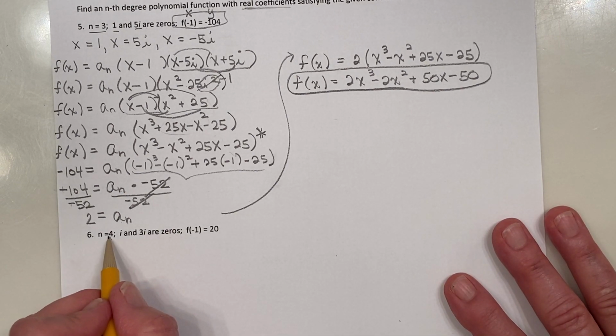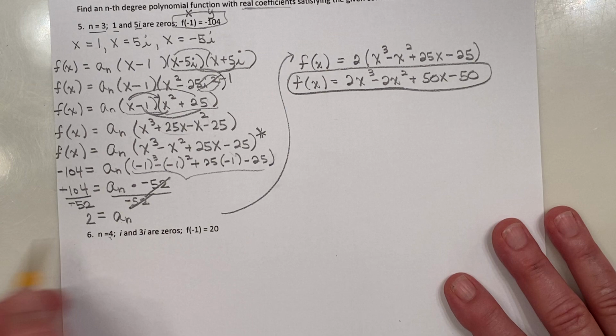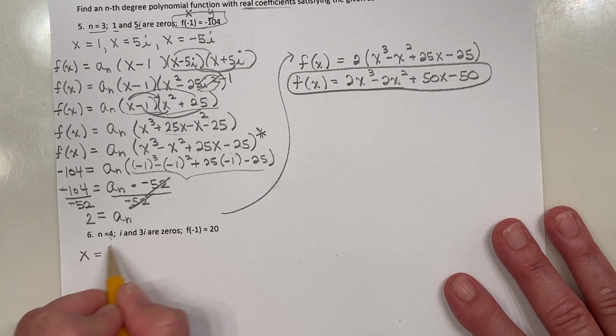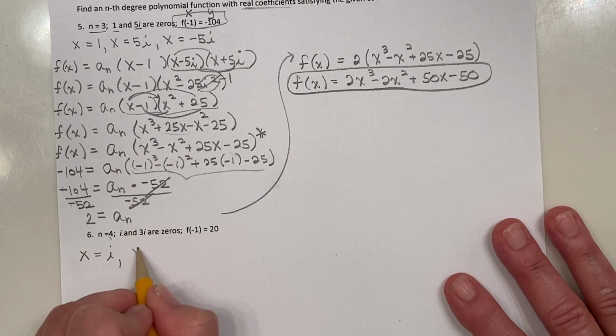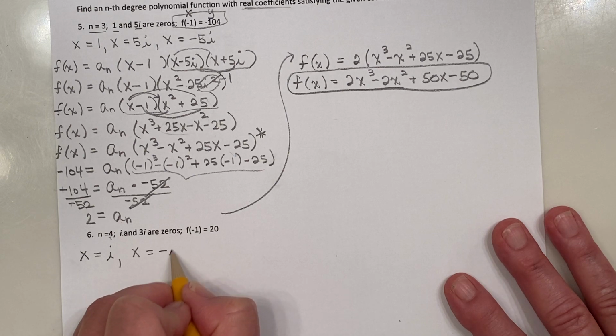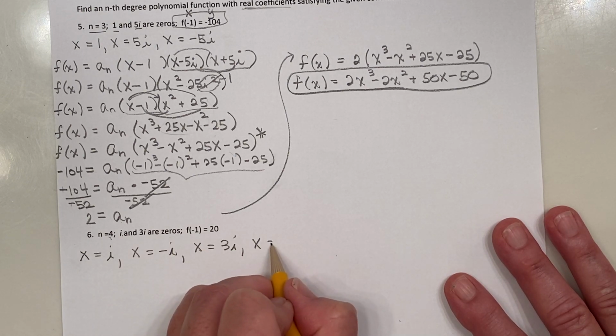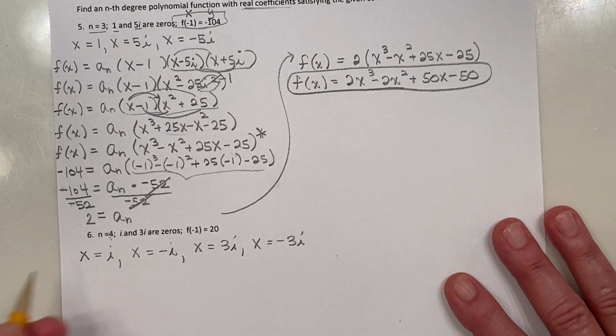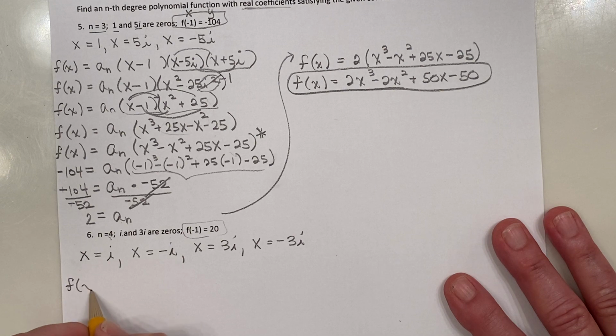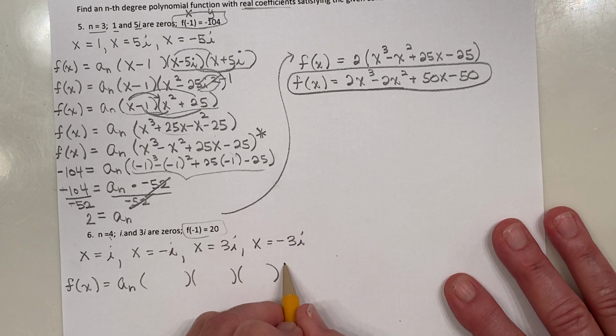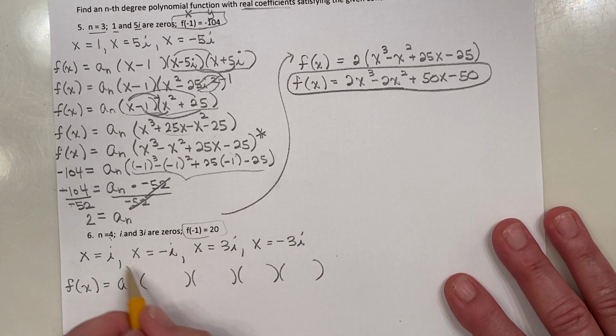All right, so we want a fourth degree polynomial function. i is a 0, that means x equals negative i, 3i, and then the one that's not present is the negative 3i. We'll use this information later. Go to f of x equals a sub n, 4 zeros, so 4 factors.